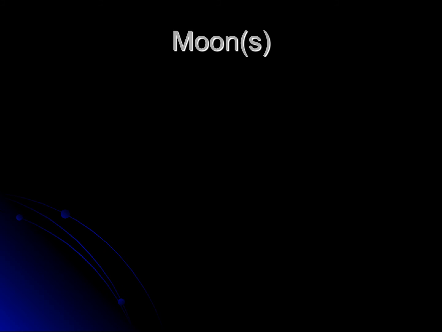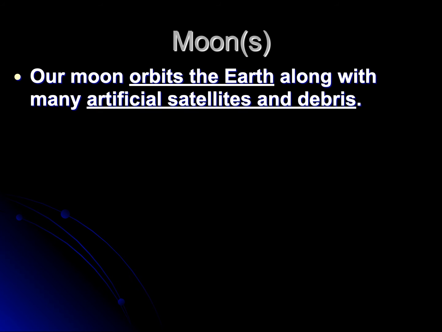Let's look at moons for that example. Our moon orbits the Earth, but that's not the only thing that orbits the Earth. The moon is known as a natural satellite because it was made naturally. There are also artificial satellites, like GPS and NASA satellites that are put out there to go around the Earth. The International Space Station would be an artificial satellite. There's also debris in space that's been out there. Obviously you're not going to have a cleaning crew out in space picking stuff up, but those things are also in orbit around something.